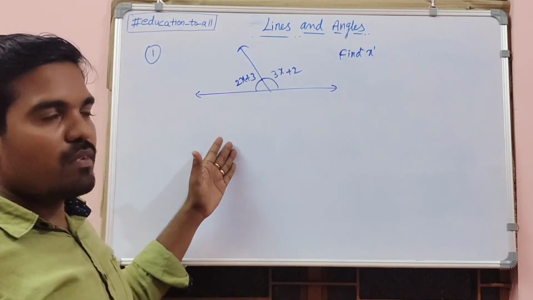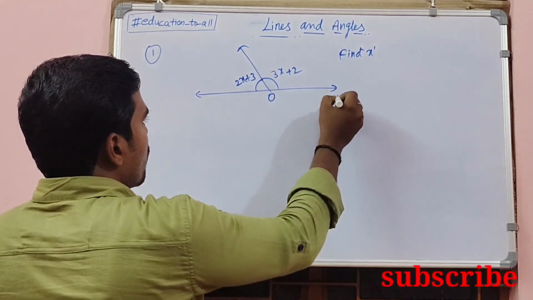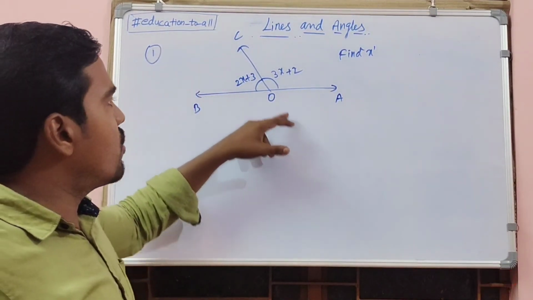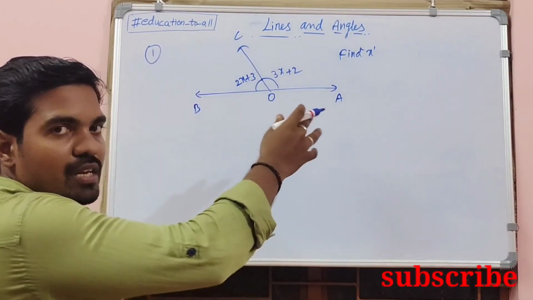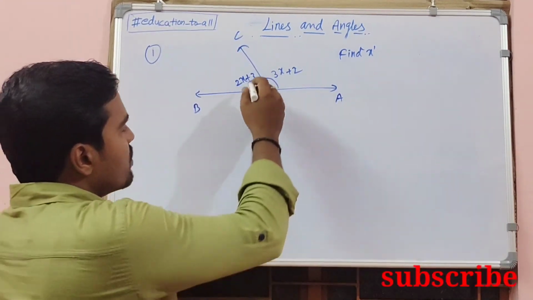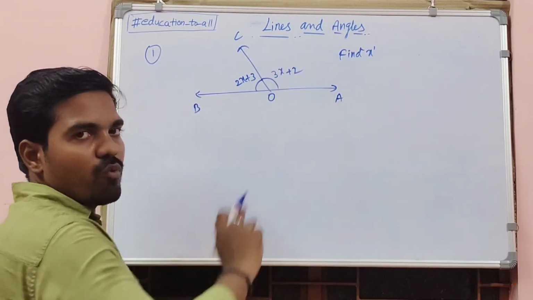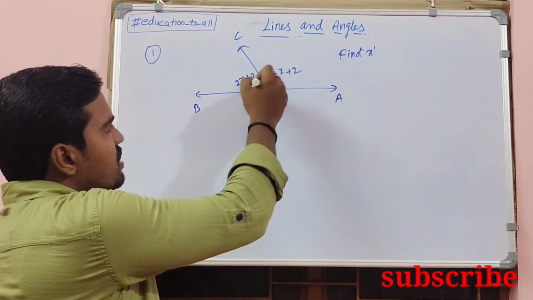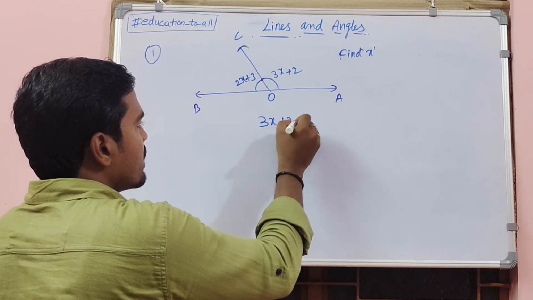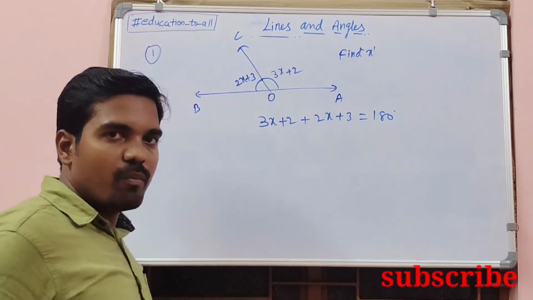Let's solve the sum. Here the figure is attached. This is O, A, B, and this is C. Here AB is a line and OC is a ray. AB is a straight line which is cut by the ray OC, so it is divided into two angles. We know a straight line forms 180 degrees, with two adjacent angles forming a linear pair. So for the linear pair of angles, 3x plus 2 plus 2x plus 3 equals 180 degrees. Their sum will be 180 degrees.